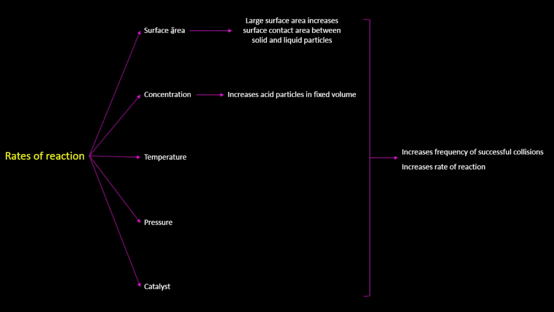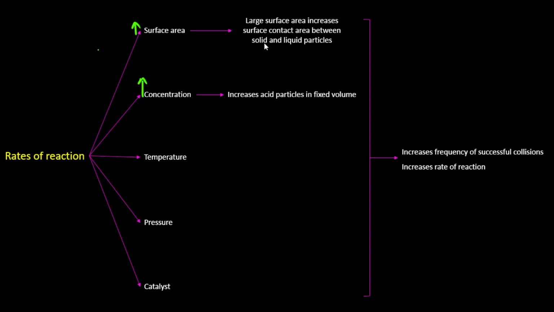So to summarize for surface area and concentration, you only need to remember two very important factors here. First, when you increase the surface area, a large surface area will increase the contact area between solid and liquid particles, which will increase the frequency of successful collisions, and it will increase the rate of reaction. For concentration, when you increase the concentration of acid, the acid particles will be increased in a fixed volume, which is going to increase the frequency of successful collisions and the rate of reaction.